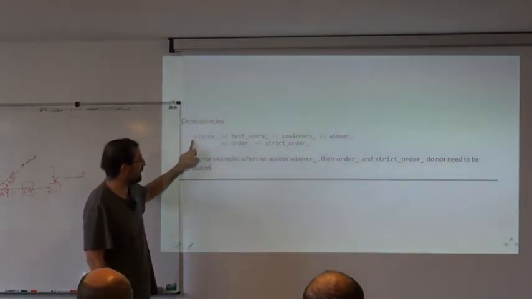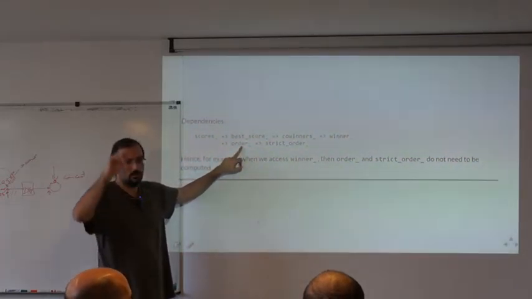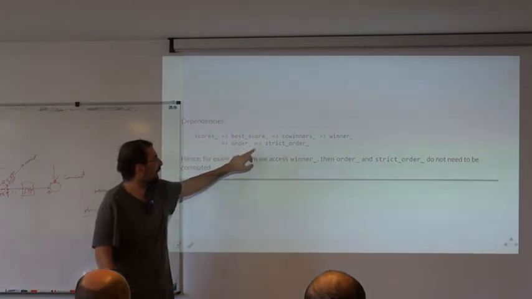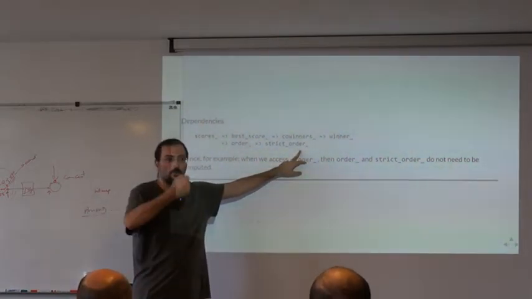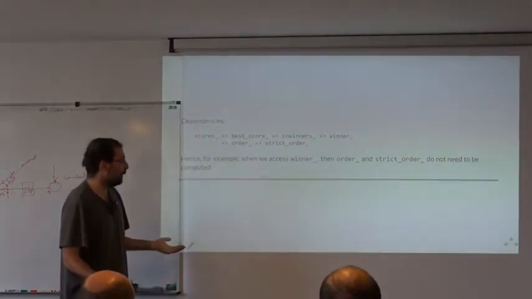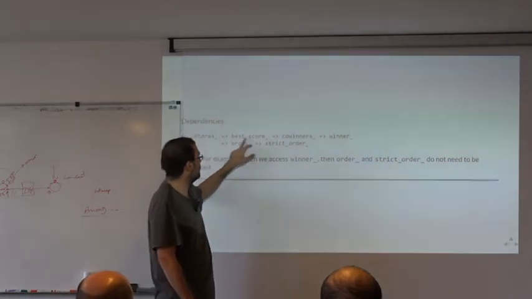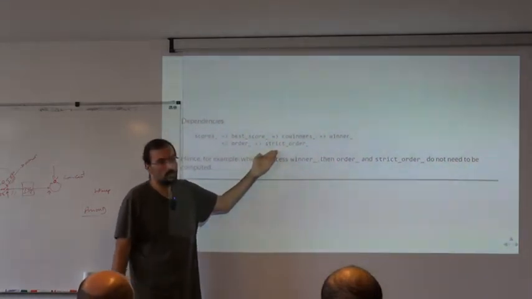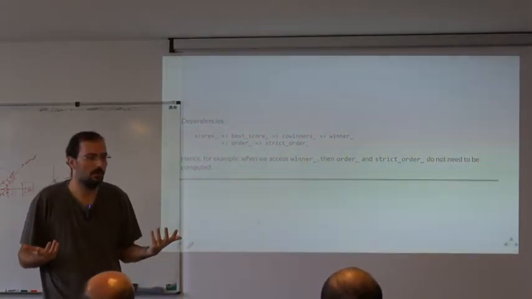By the way, the scores can also be used to compute an order. So it's a weak order with some ties possible. And this weak order is used to compute the strict order, where the ties will be broken according to the tie-breaking rule. So for example, if you ask the winner, it will need to compute the co-winner, the best score, and the score. But of course, the strict order will not need to be computed. But in fact, you don't have to care about that.